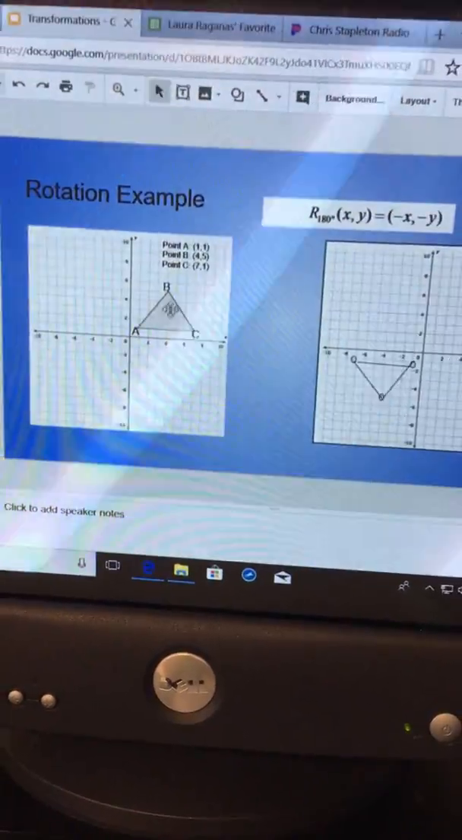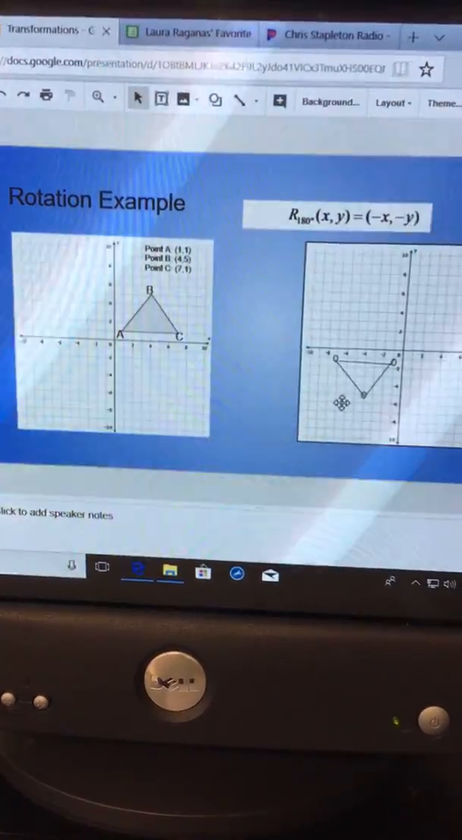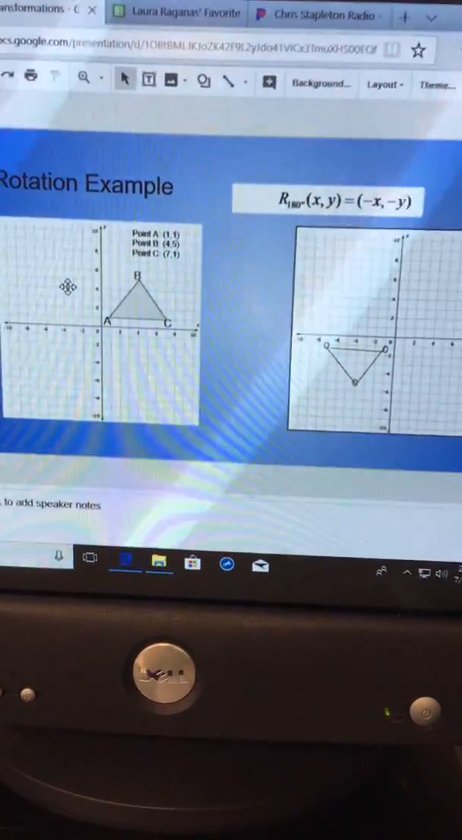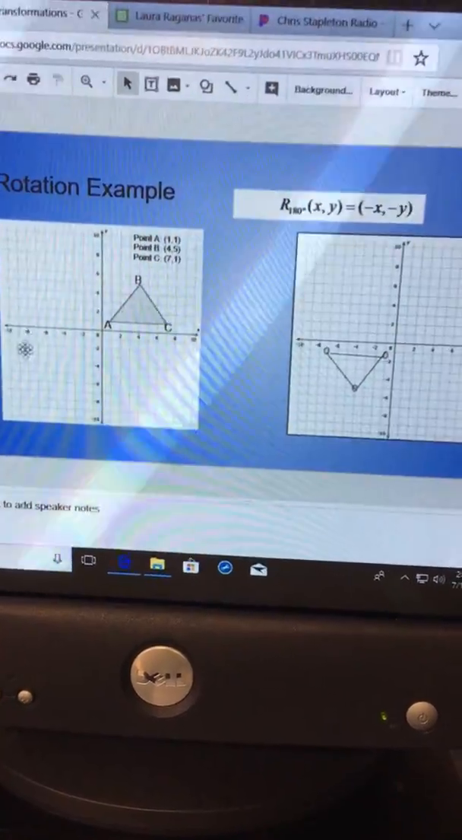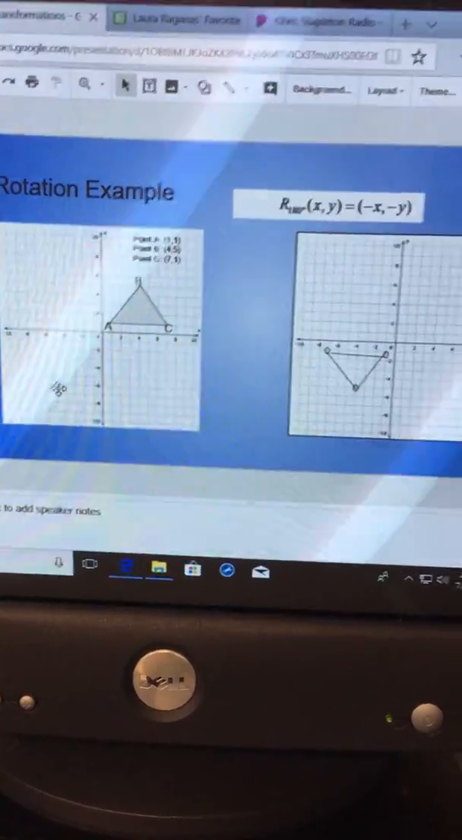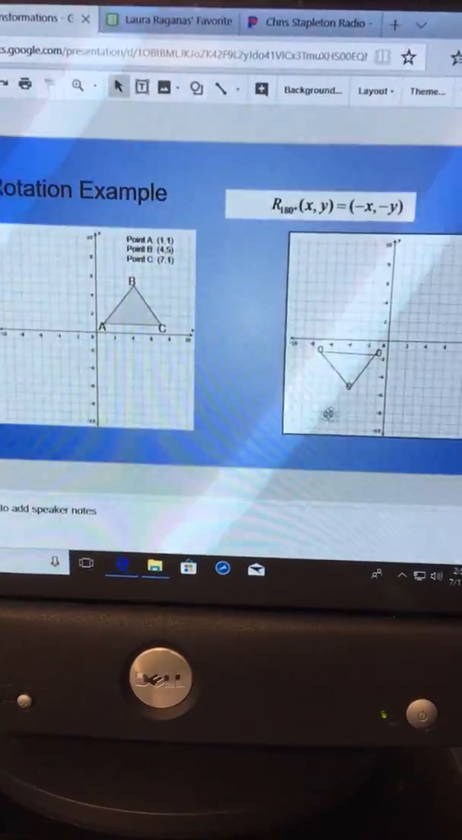So we have our original triangle, we have our rotated triangle. Okay, so we rotated through quadrant 2, all the way to quadrant 3. Okay, so that's our changed shape.